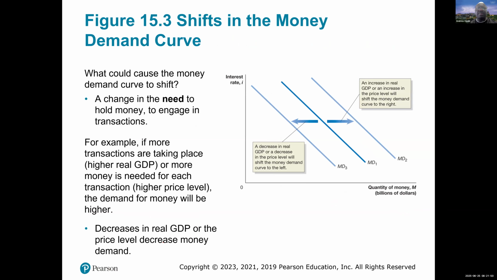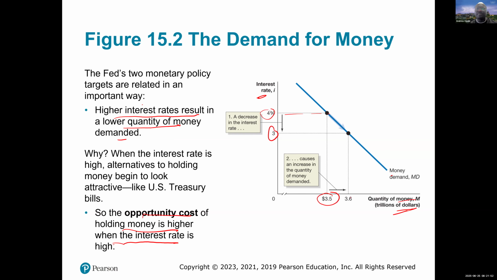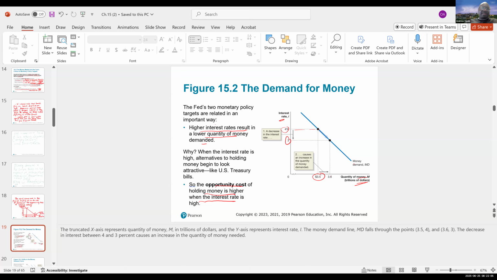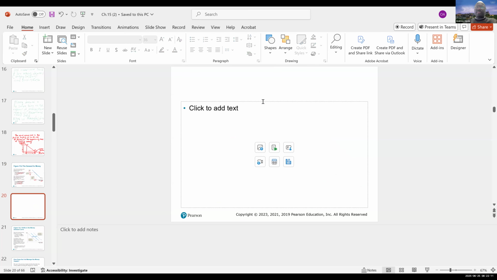Okay, so now let's talk about factors that can shift the what? The money demand curve. If interest rates change, you don't shift the money demand curve. You move along the money demand curve. If interest rates fall or rise, you move along. But there could be other factors that might shift the money demand curve, even though the interest rate might not have changed. So let's discuss a few of those.